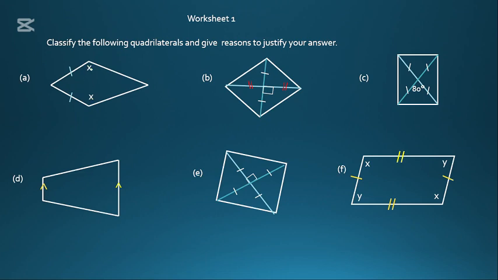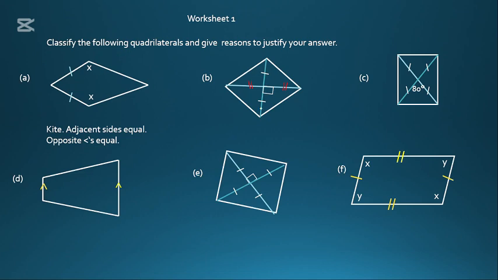Two opposite angles are equal. So that can only be the kite. Reason: adjacent sides are equal, opposite angles are equal. Look at the next one.